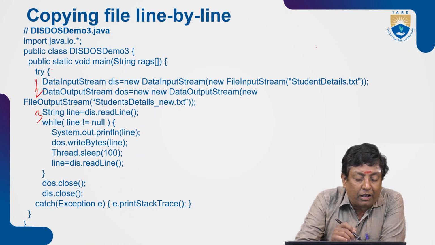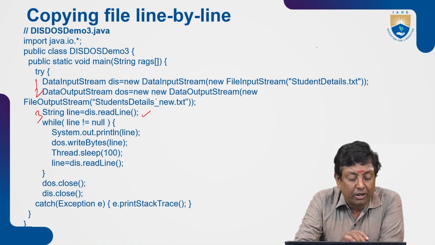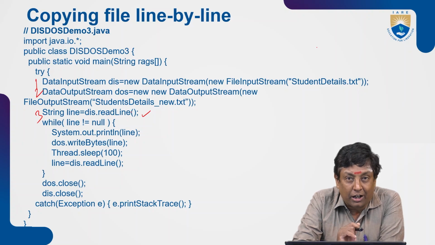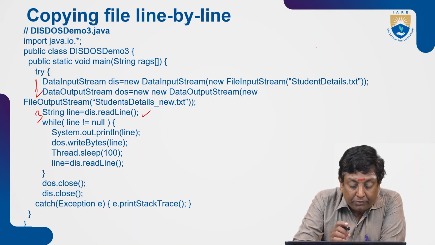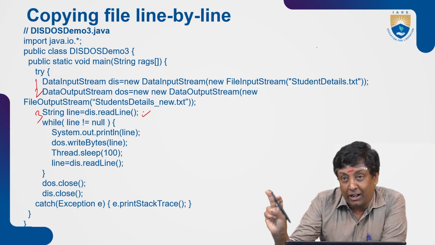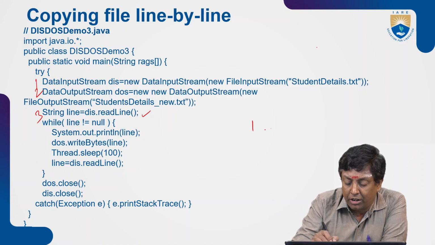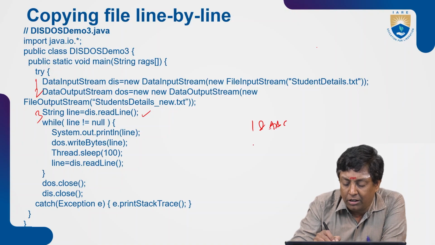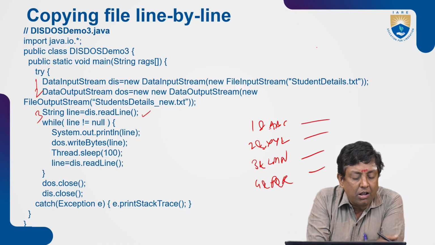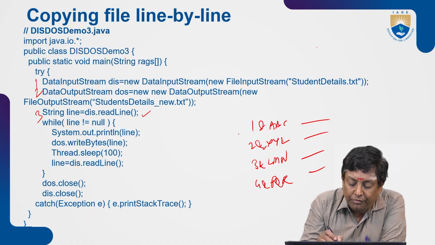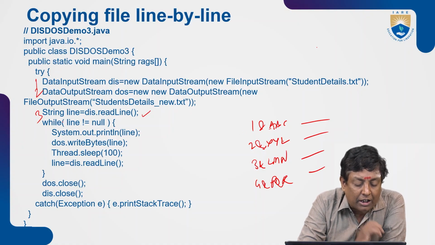I'm reading the first line: String line is equal to dataInputStream.readLine. The first line is read. What should we check? Suppose the file already contains data like 1 ampersand ABC, 2 ampersand XYZ, 3 ampersand element, 4 ampersand PQR. Data exists in the file, and we are reading the file. The first line is read, so that line will come.